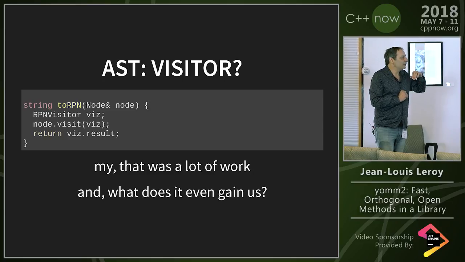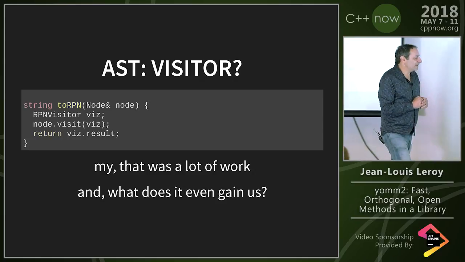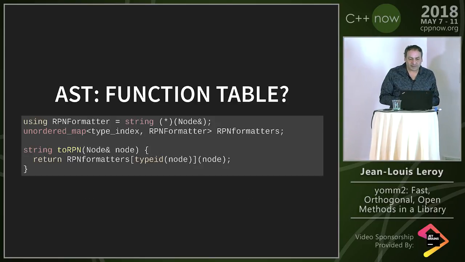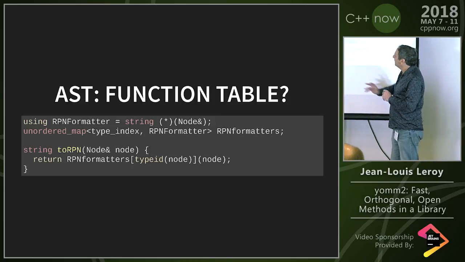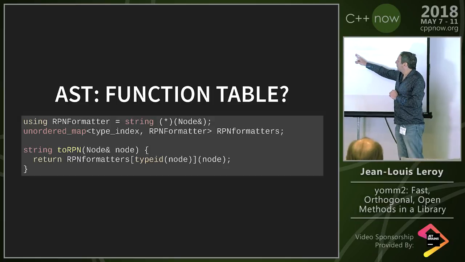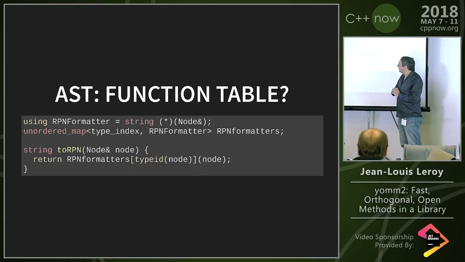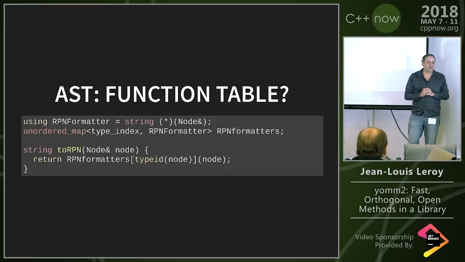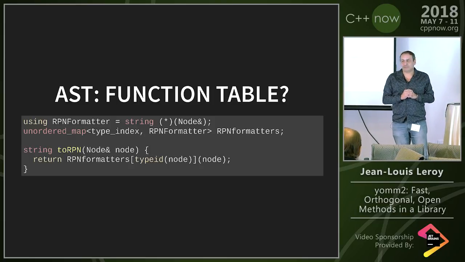I must use patterns like dynamic visitor, and it gets even clumsier, right? Oh, no, sorry, I'm forgetting one option. Another option is to use a function table. Here I define an alias for a pointer to a function that takes a node and returns a string, and I create a map that maps type index to functions of that type. So type index is a wrapper around type info that can be used as keys in maps, in ordered maps.